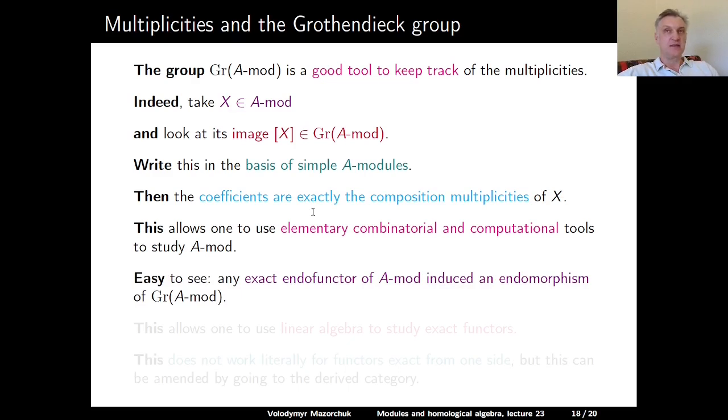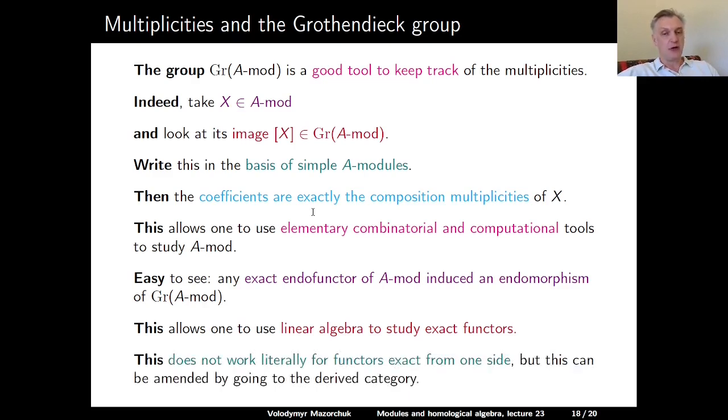Moreover, since exact functors send short exact sequences to short exact sequences, it follows that they induce endomorphisms of the Grothendieck group of A-mod. And this allows one to use linear algebra to study functors. So we replace the module category by the Grothendieck group, and that's just an abelian group, and we replace functors by endomorphisms of this group. And these are just endomorphisms, and we can use matrices to study them.